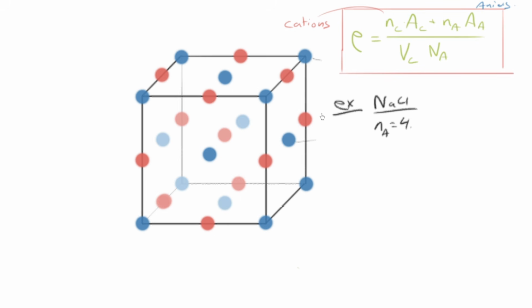Well, you've got the 12 edge positions. Each one is a quarter, so that's 3, plus the one in the very center, completely there. That's going to be the number of cations is equal to 4. You could proceed through with that.